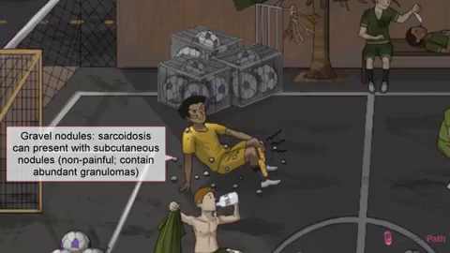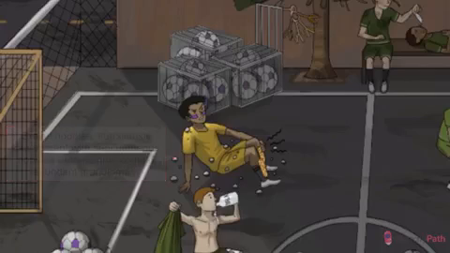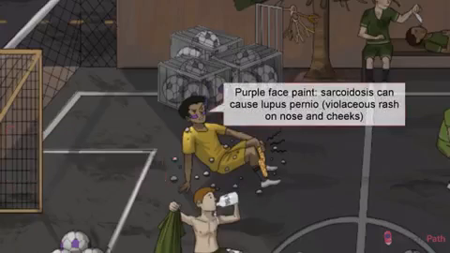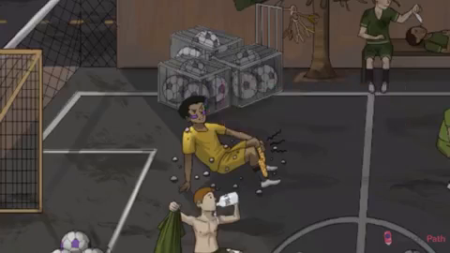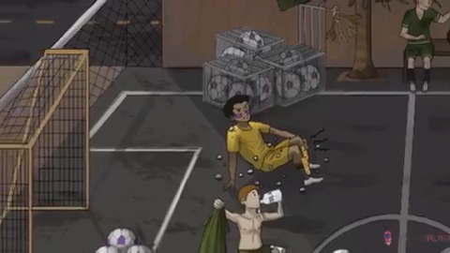Another skin manifestation of sarcoidosis is called lupus pernio, which is a violaceous rash on the nose and cheeks, represented here by this unnecessary but still kinda cool looking purple athletic face paint. Now, it's only called lupus pernio because it looks similar to the face rash seen in lupus, but it's, of course, pathologically quite different. It's not even similar to pernio. It's just an all-around terrible name.